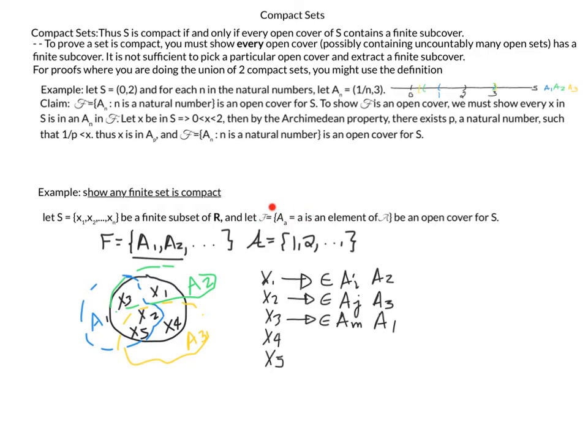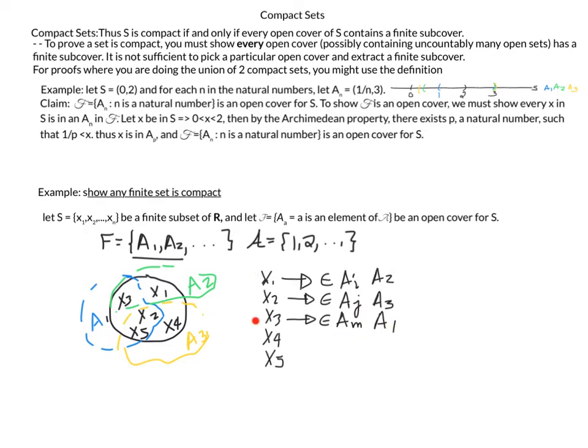Since F is a cover, we know that each element x sub i is in at least one A sub n, and I used n because I didn't want the same subscript as my x sub i's. So for example, x1 might be in A2, but it's in some A sub i. x2 might be in an A sub j, maybe it's A3. x3 is in an A sub m, maybe that's A1.